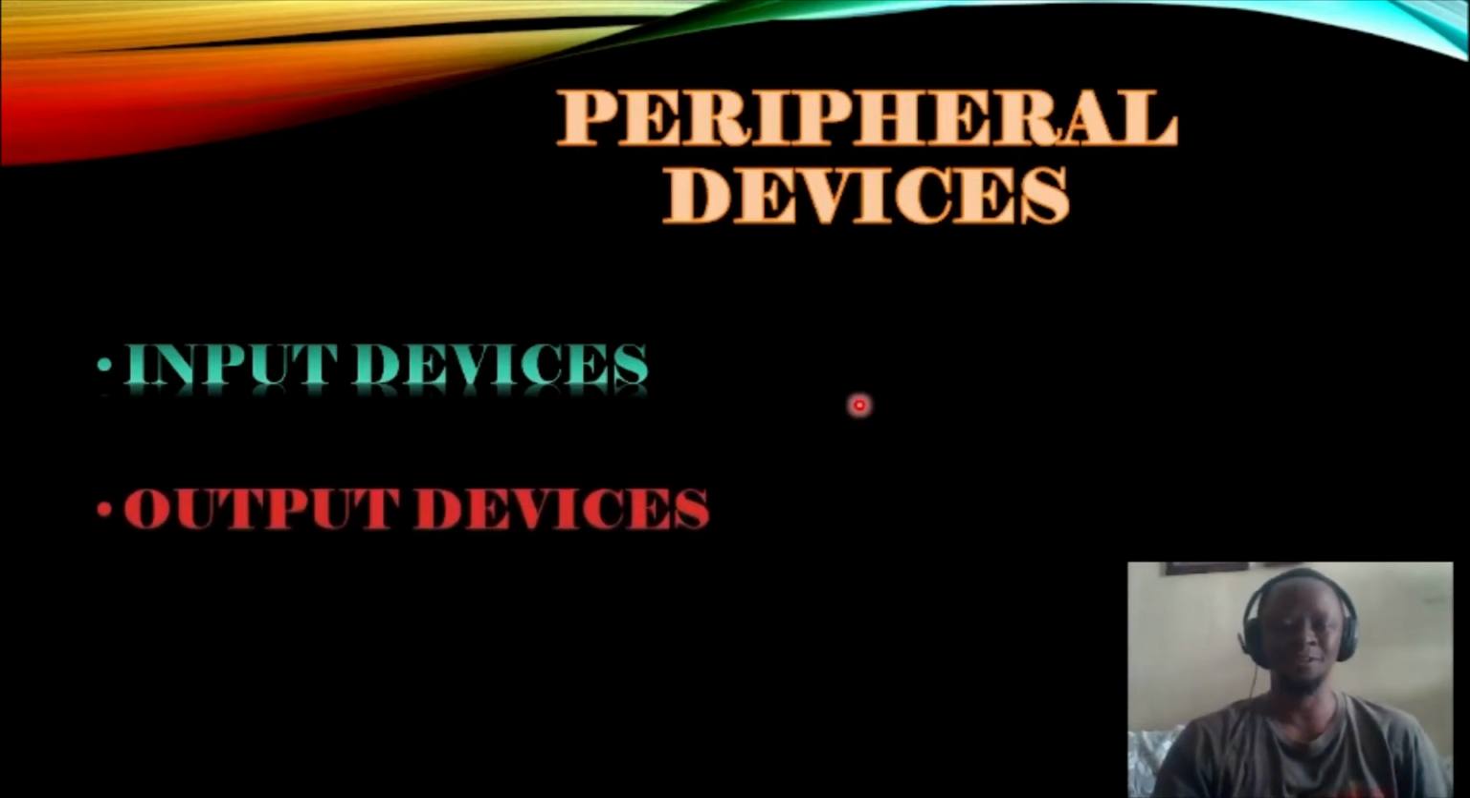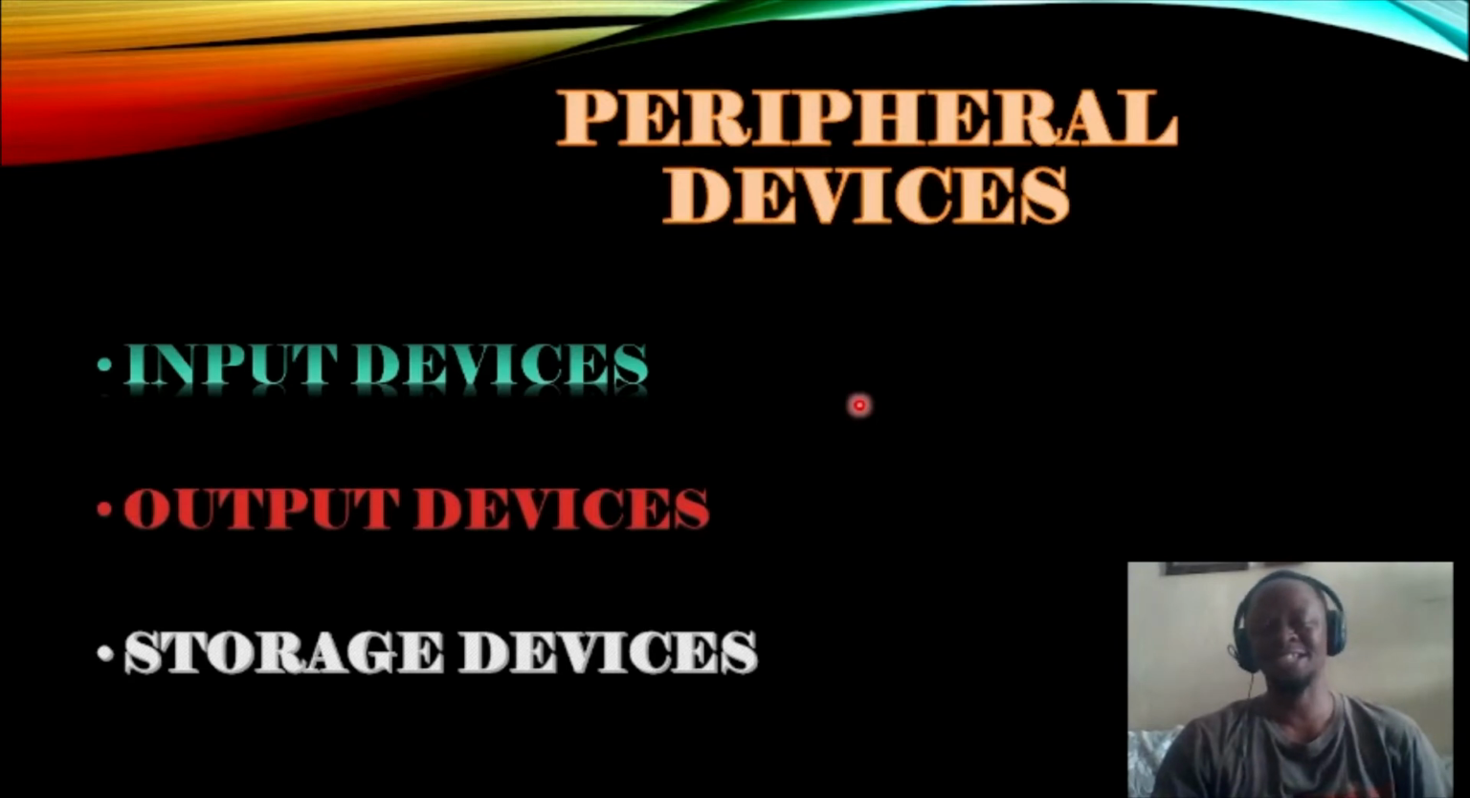Input devices, also known as peripherals, include the keyboard and so forth. Output devices include the printer and monitor. Storage devices include the hard drive and all of this stuff. We're going to look at each of these individually as peripheral devices, because you need to know what an input device, output device and storage device is, what they look like, what they are used for and all of that.